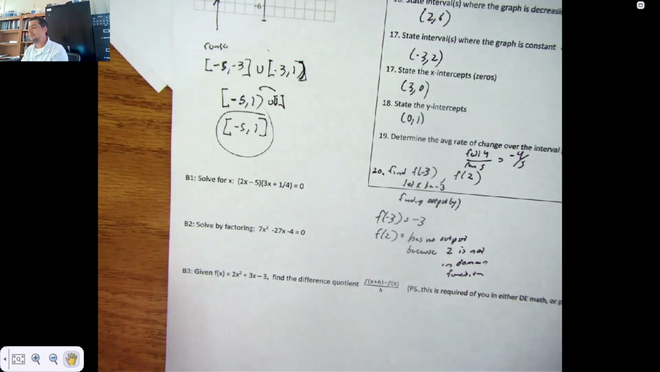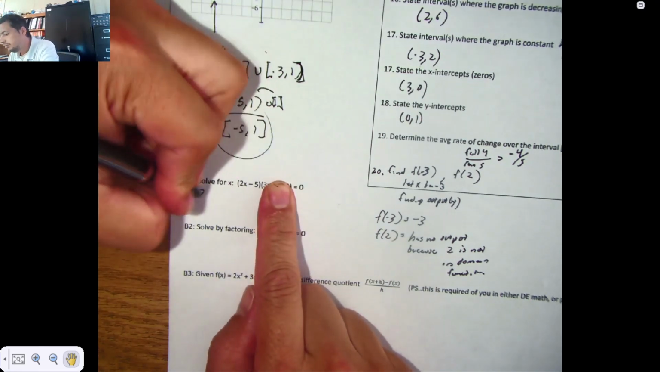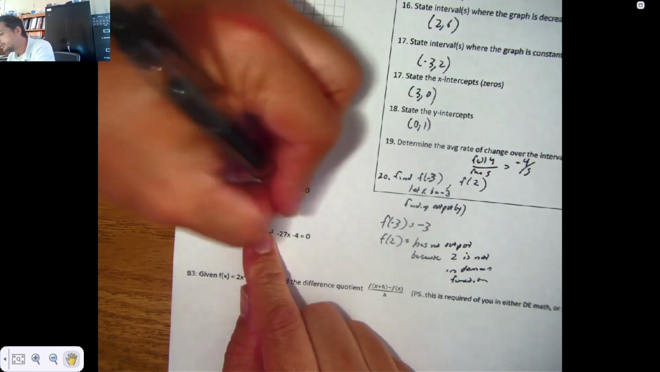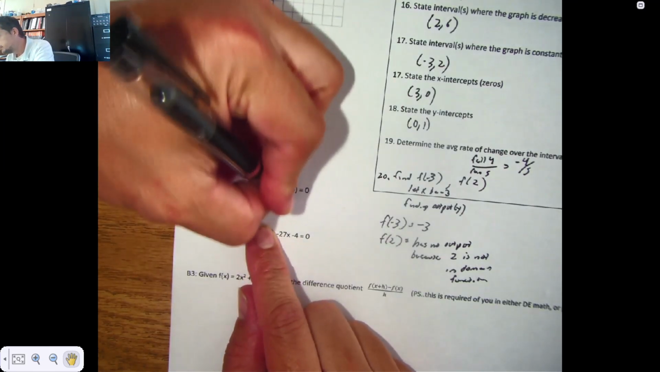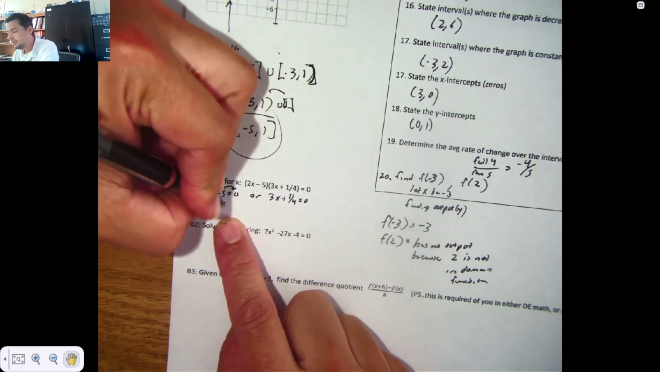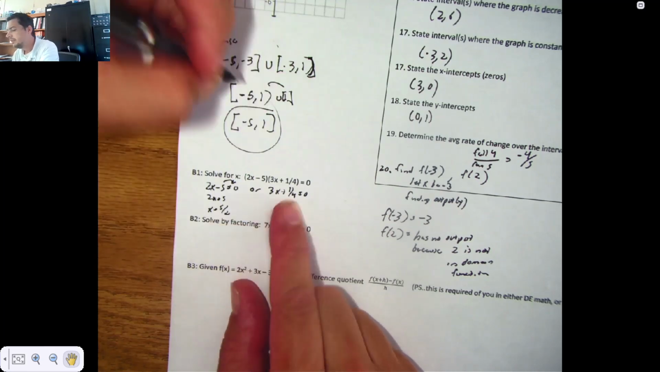All right, bonuses. Solve for x. This is the zero product property. You take a finger and you cover up. 2x minus 5 is 0, or 3x plus a quarter is 0. You add your 5. These are two-step equations. They do these with you when you're in middle school. You divide by 2, you get 5 halves.